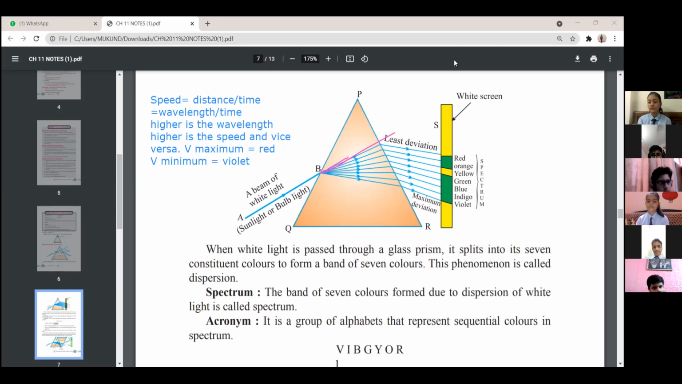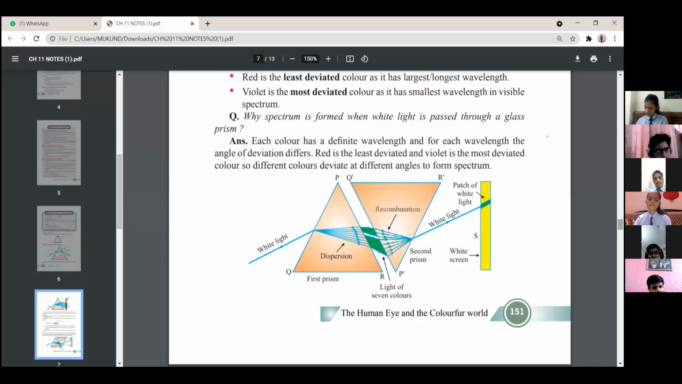Clear to everyone? And how is the deviation related to the wavelength? We can see here, is it directly proportional or inversely proportional? So we have seen that red is least deviated as it has the largest wavelength, and violet is most deviated because it has the smallest wavelength in the visible spectrum, right?